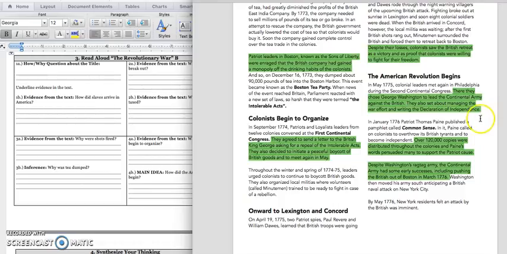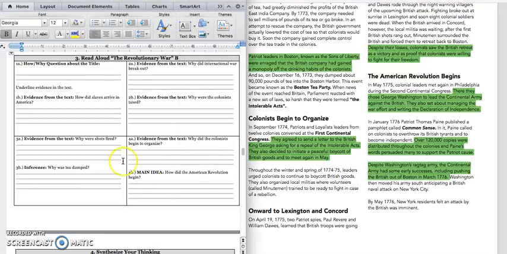And then a bunch of copies of a book called Common Sense were sold, persuading people to join in the rebellion against Great Britain. And in the last paragraph it says, despite Washington's ragtag army, the Continental Army had some early successes, including pushing the British out of Boston in March 1776. Washington then moved his army south, anticipating a British naval attack on New York City. By May 1776, New York residents felt an attack by the British was imminent.